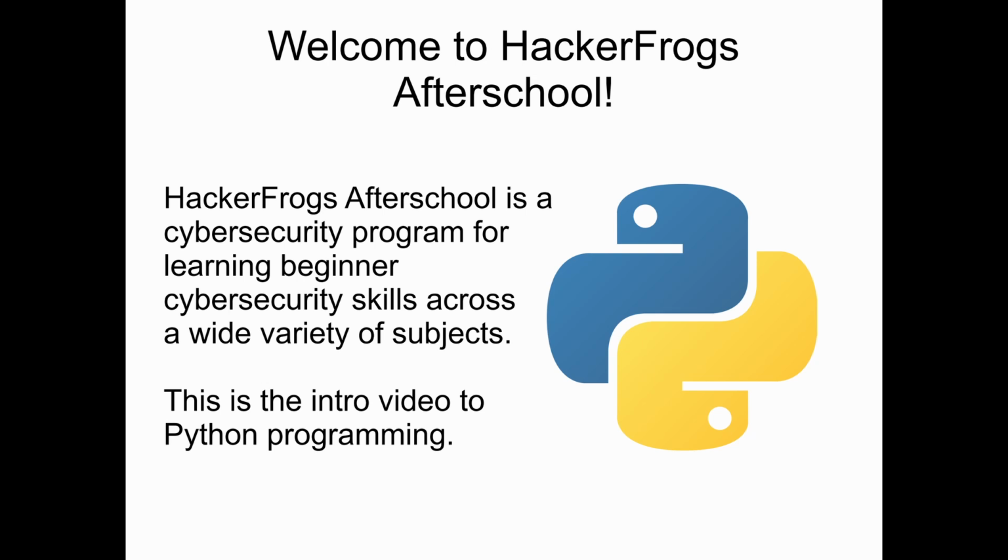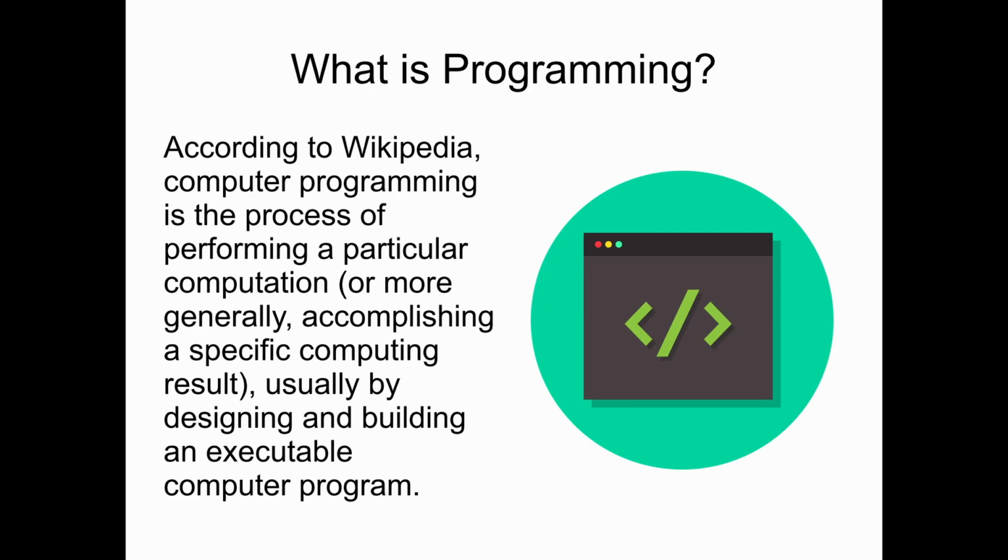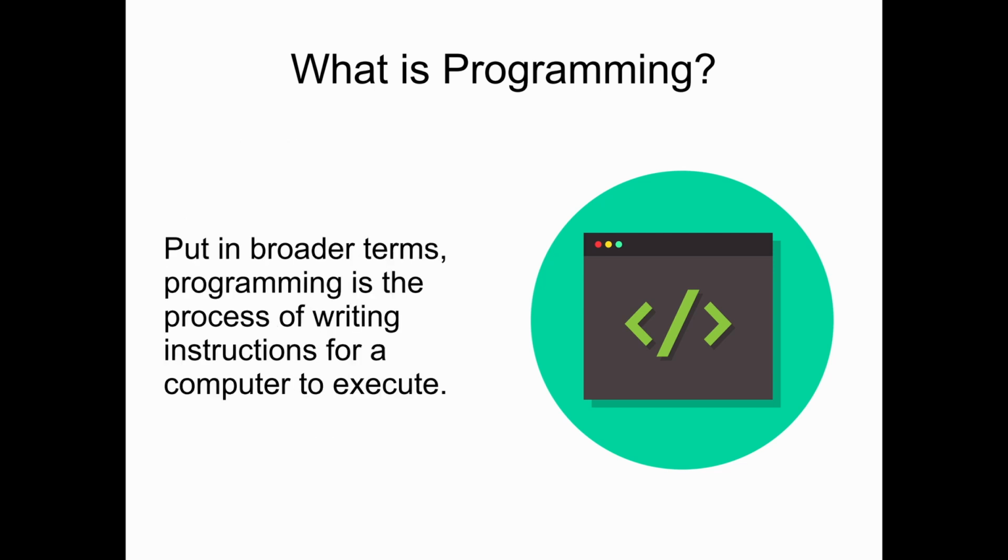This is the intro video to Python programming. According to Wikipedia, computer programming is the process of performing a particular computation, or more generally, accomplishing a specific computing result, usually by designing and building an executable computer program. Put in broader terms, programming is the process of writing instructions for a computer to execute.